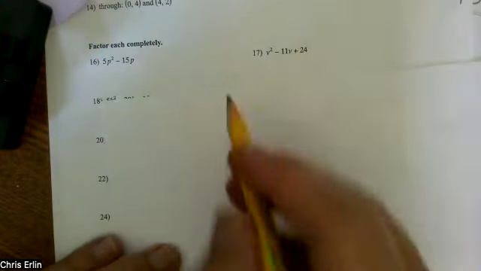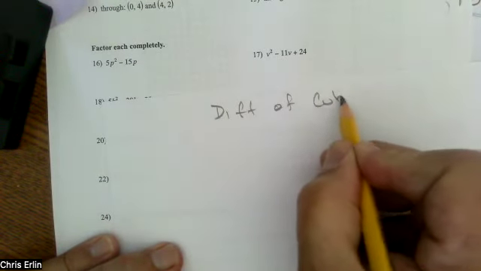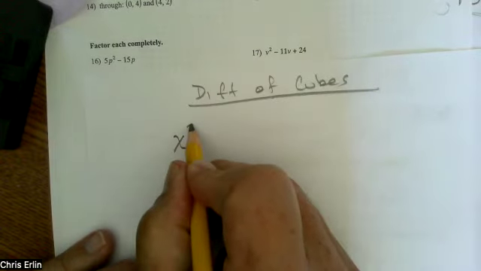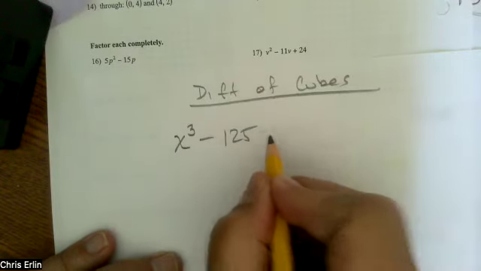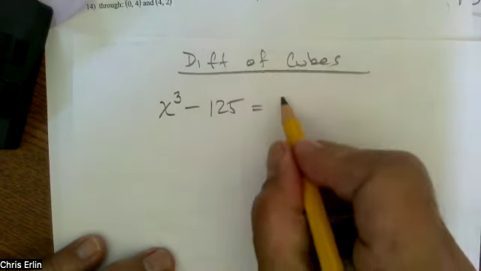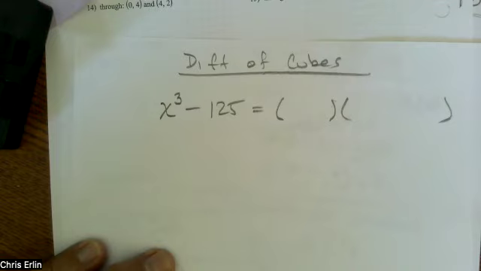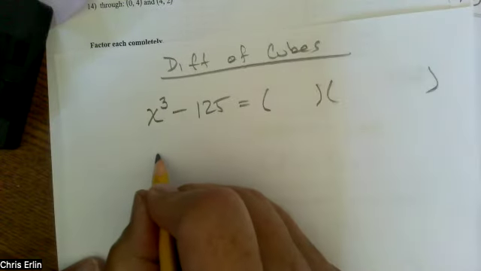You're also going to be dealing with something called the difference of cubes. For instance, if I have x cubed minus 125. It's another special case. Any guesses? This is one of those things that you probably have to just remember.